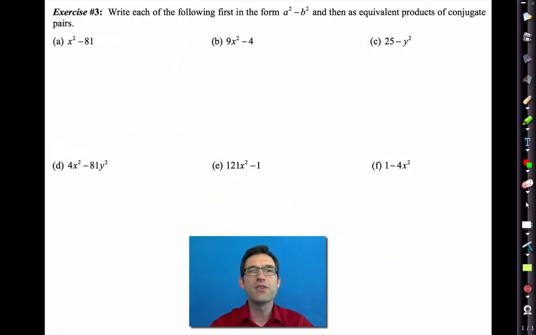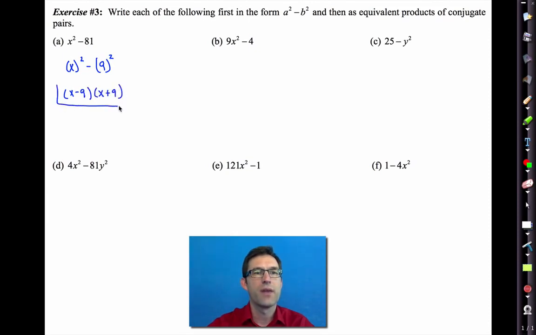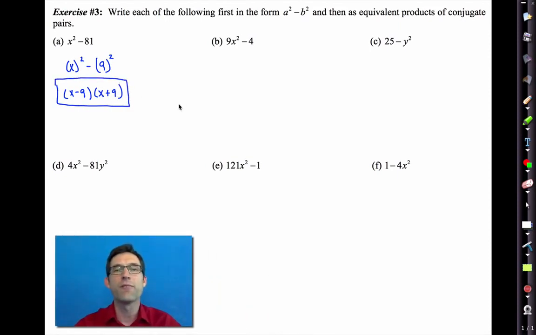All right, write each of the following first in the form a squared minus b squared, and then as equivalent products of conjugate pairs. In other words, we can write x squared minus 81 as x squared, that's a little silly, but I just want to show you the form, minus 9 squared, all right? But that means this must be x minus 9 times x plus 9, right?